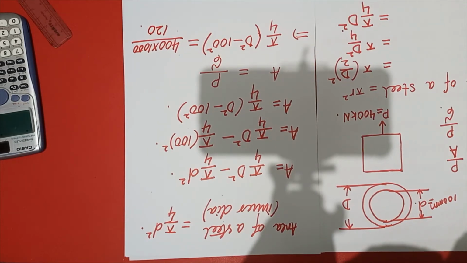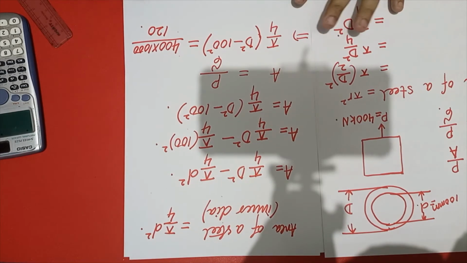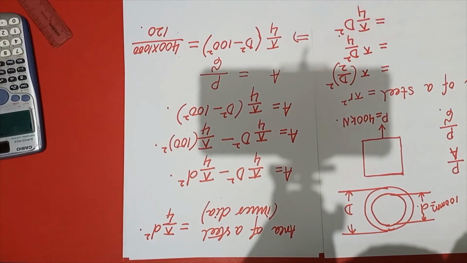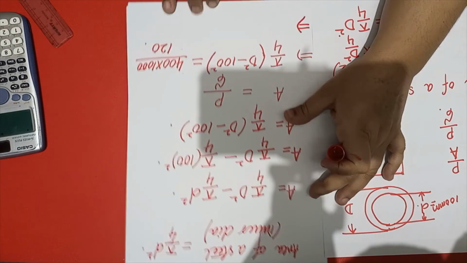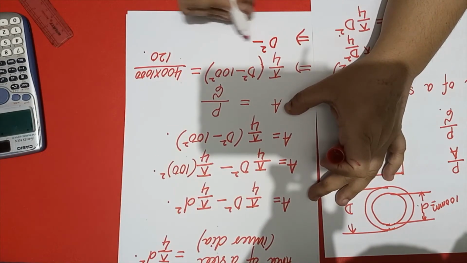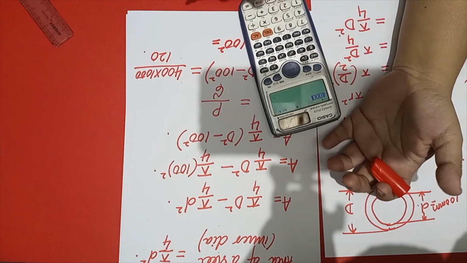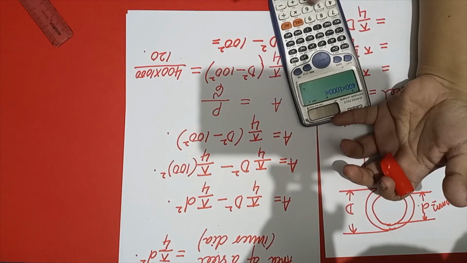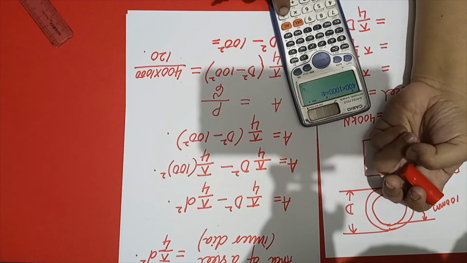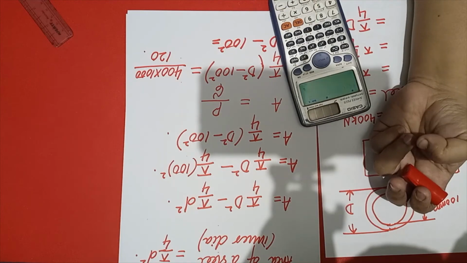So what does that mean? We will cut it down from the kilonewton. So we will multiply it here and divide, or we can bring it up to here. So D square minus 100 square is equal to 400,000 multiplied by 4, divided by 120 into 3.141, the value of pi.